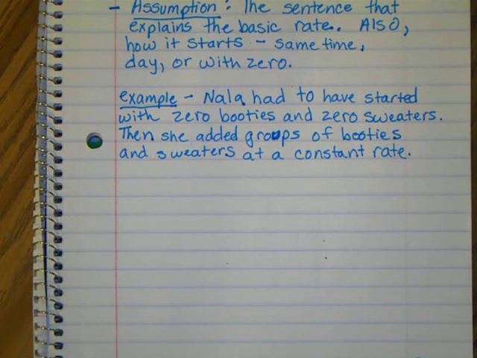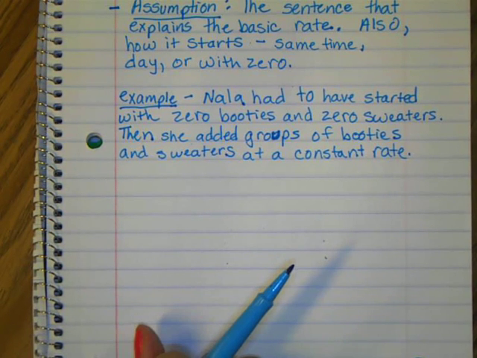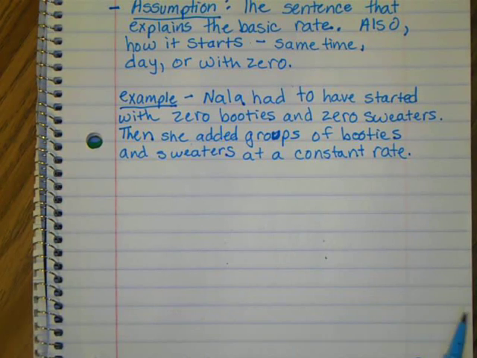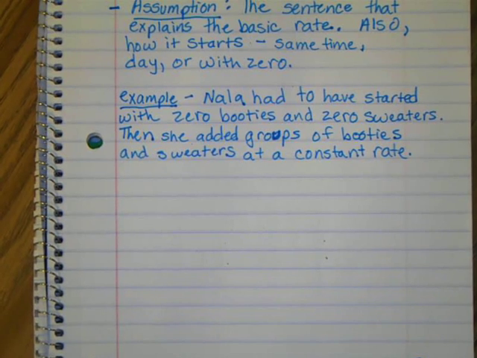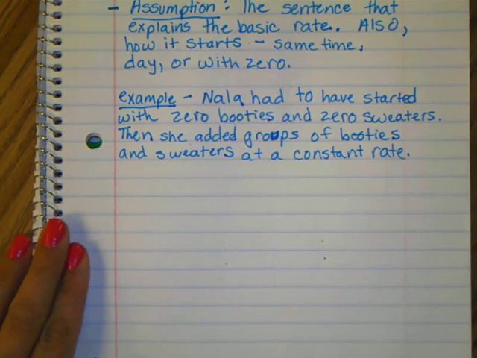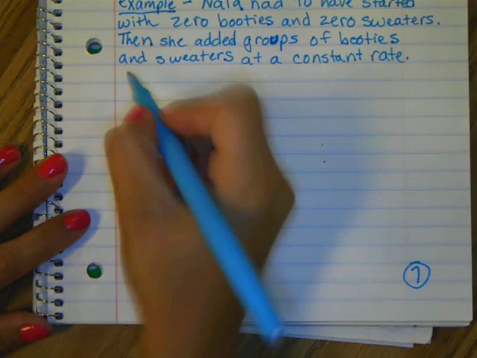And this is an assumption. So based on that story, I'm assuming Nala didn't have any booties or sweaters until Miss Shaver started buying them for her, right? And then when I started buying them for her, I was buying them at a constant rate. Every time Nala needed a new sweater, I would do 32 doggy booties for every 12 sweaters. Because obviously I really wanted her to have a good selection or something. Okay. So, you're going to have to make assumptions today.